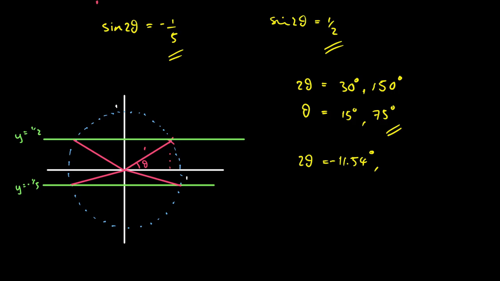And that's going to give me negative 168.46. Now, if I was then to divide both sides by 2, then what I'm going to get is negative 5.77. So I'll round it up to negative 5.8. And if I was to divide the other one by 2, I get negative 84.23. So I round it down, negative 84.2 degrees.